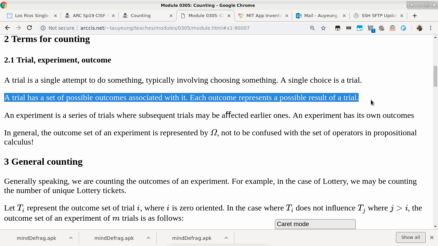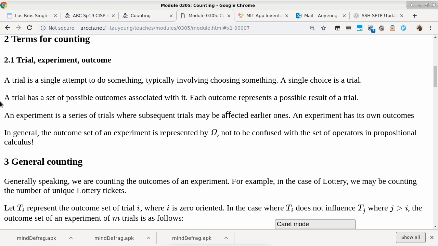If you throw a regular 6-faced dice, that's one trial, but there are 6 possible outcomes from one single trial, because you can get 1 to 6, depending on how it lands. Does that make sense? If you have a 20-faced dice, then one single trial has 20 possible outcomes. Are we good so far with what a trial is and how outcomes relate to a trial? Okay.